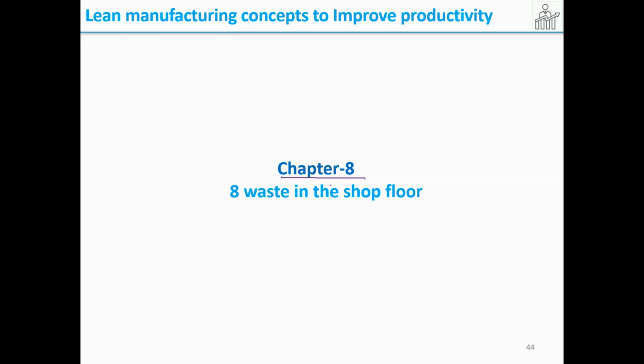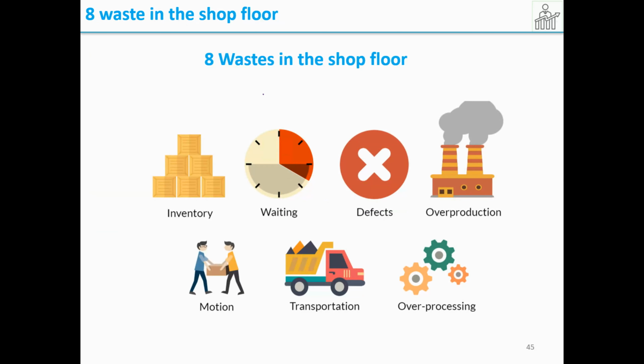So next chapter is chapter 8, 8 waste in the shop floor. So let us see what are the 8 waste. The first one is inventory. Storing more items in a place leads to depreciation. This is one of the waste. And next is waiting. Waiting for tools, waiting for machines, waiting for manpower to do the process. So waiting is also one of the waste.